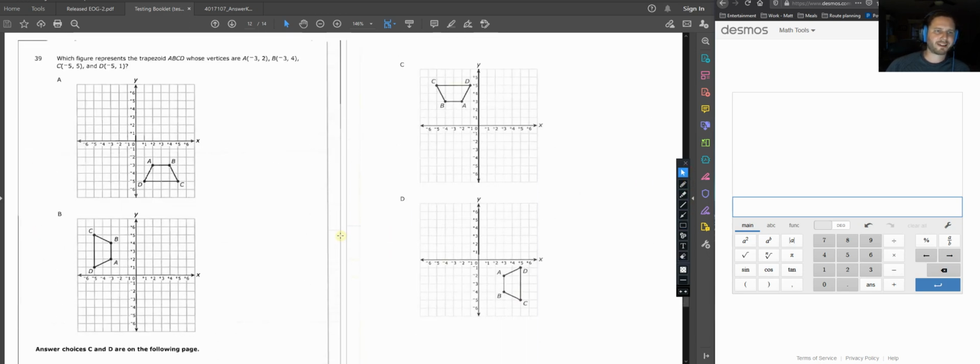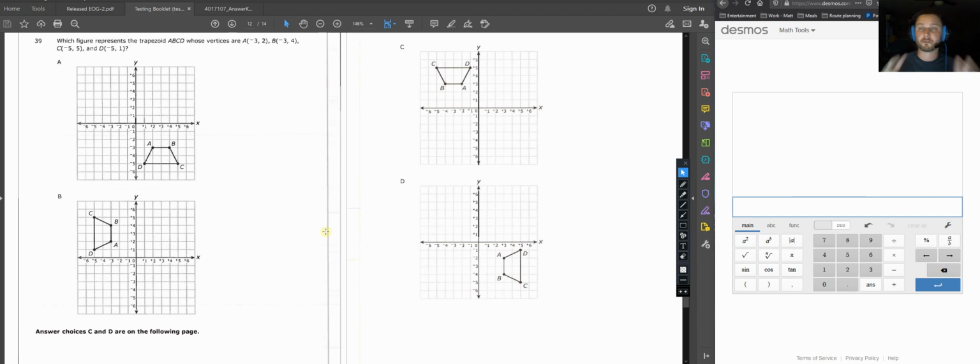For number 39, a long problem took up 2 pages in the book. This one is asking which trapezoid is represented by these coordinates. So first, let's just pick one coordinate and try to find it. A is at -3, +2. So let's see which of these graphs is at -3, so we go 3 to the left, +2, so we go 2 up. So -3, +2 should be right here, and it's not.